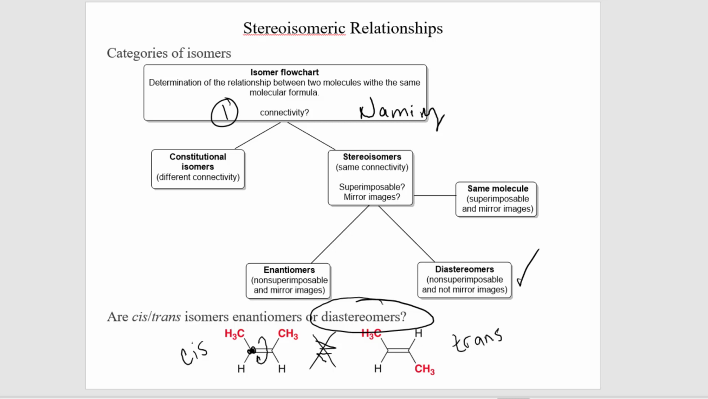So if you have a cis double bond and a trans double bond, same formula, different orientation through space, these two molecules will have different polarities, different boiling points, different melting points, and so on.